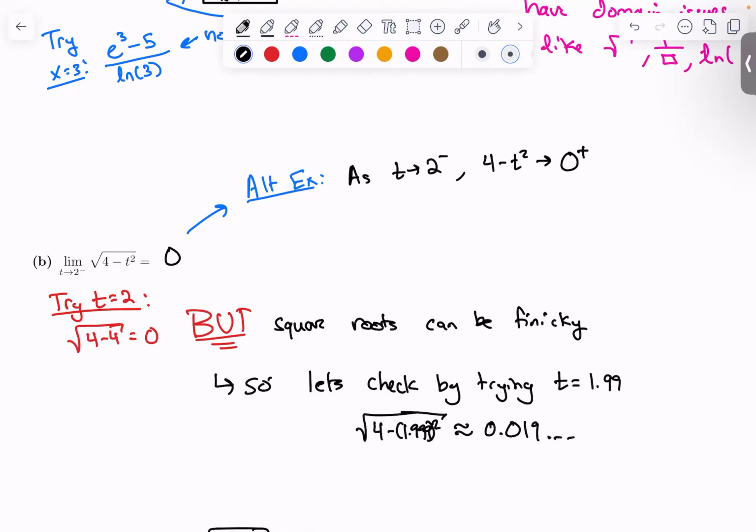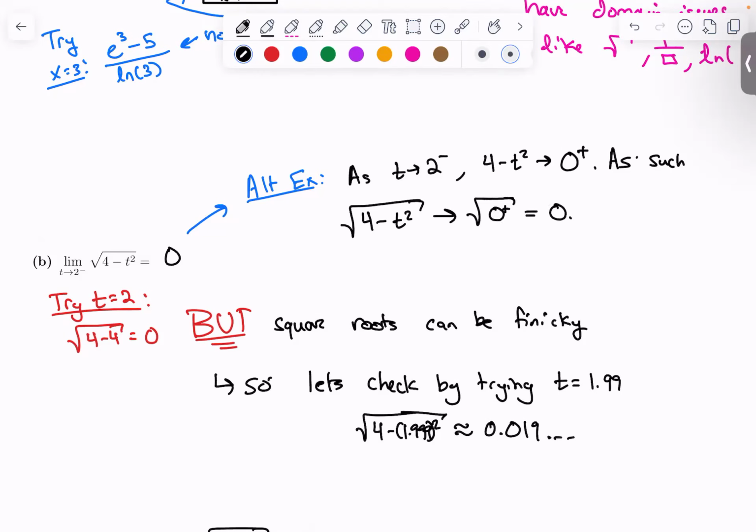And so that'll appear, and then the closer and closer you get to 2, the smaller and smaller it gets, but it's still positive because we're taking a positive 4 and subtracting a number smaller than it. So it ends up being a result that's positive. As such, the square root of 4 minus t squared approaches the square root of 0 plus, which equals 0.